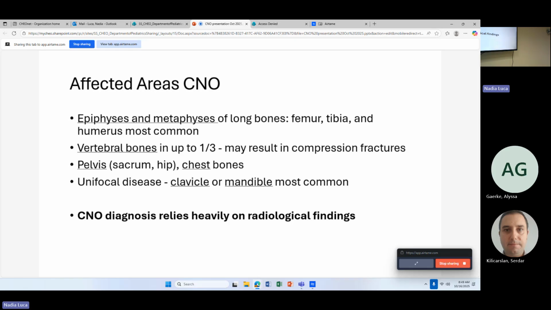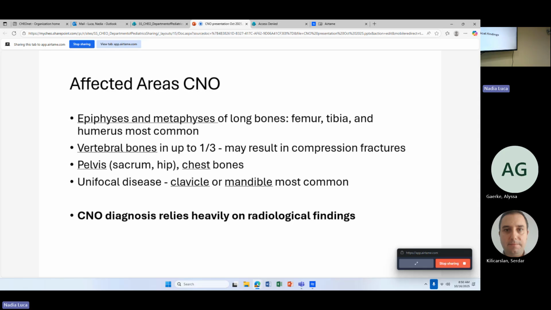And then the other big hit area is the vertebral bones. That's affected in up to a third of patients. And that's our most concerning area because it can result in compression fractures. Other common areas are the pelvis, the sacrum, and the hip bones, like the acetabula, chest bones, so even ribs could be affected. And if you get a clavicle or a mandible, you're really cooking, because that's really specific for unifocal disease. We're excited to see that because it makes us more confident about the condition.